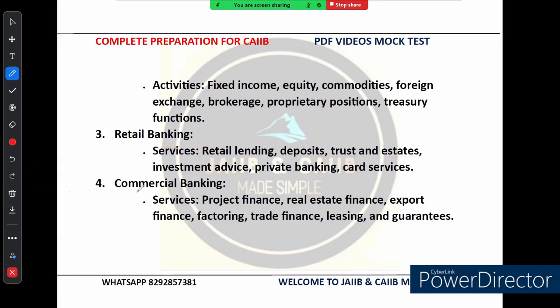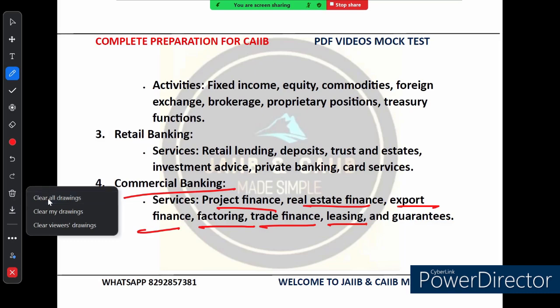Now there is something called commercial banking. See, commercial banking deals with business clients, helping them with more complex financial needs like project finance, funding big projects like building a factory, real estate finance, loans for real estate development, export finance, helping businesses that ship products internationally, factoring, where the bank buys unpaid invoices from a company, trade finance, leasing, providing equipment or real estate leasing. For example, a company that wants to build a new shopping mall would go to the bank for project financing. The bank would assess the risk and provide the necessary funding to get the project off the ground.